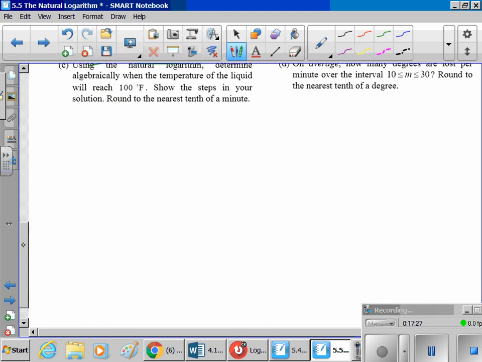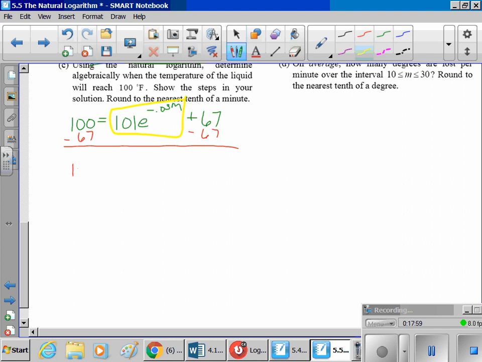All right, so you have it in front of you. I have it in front of me. So let's do something here. So we know that 100 degrees. So I know 100 is equal to 101 e raised to the negative 0.03 m plus 67. And we need to solve this for m. So we need to isolate the m. So in other words, this part right here needs to be by itself. So we're going to minus out 67 from both sides. And if you don't mind, I'm going to rewrite it as 101 e to the negative 0.03 m is equal to 33.